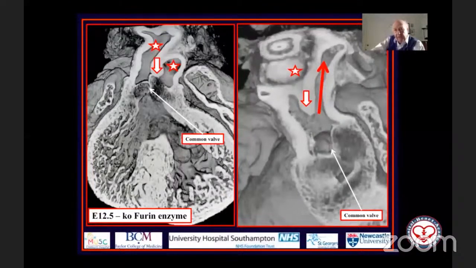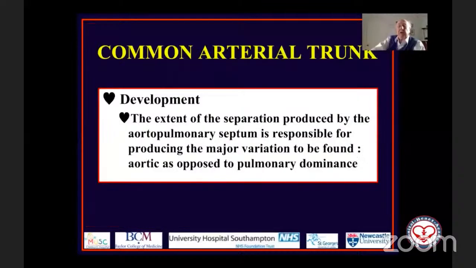And we're going to show you the influence of formation of the aortopulmonary septum, even in the situation when the cushions themselves have failed to separate the middle and proximal parts, so that we have common arterial trunk with common ventriculo-arterial junction. So what we're also going to show you is that it is the extent of the separation that is produced by the aortopulmonary septum that gives us the major variation, and that is aortic as opposed to pulmonary dominance. So Diane is now going to show you two hearts when we illustrate this concept of aortic as opposed to pulmonary dominance of the common arterial trunk.